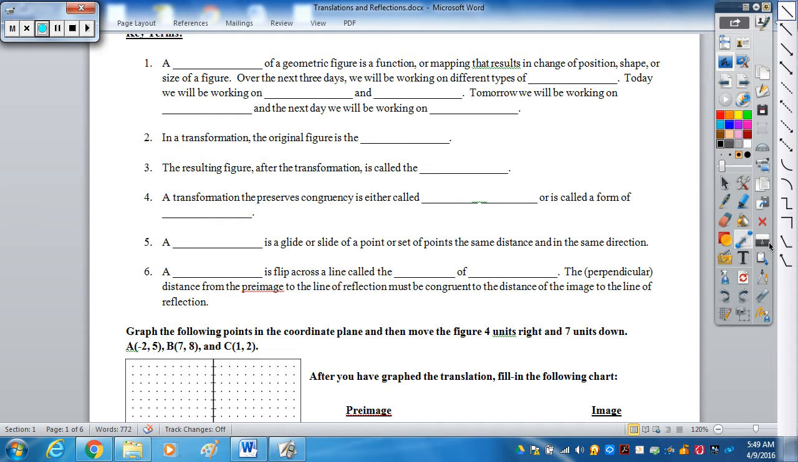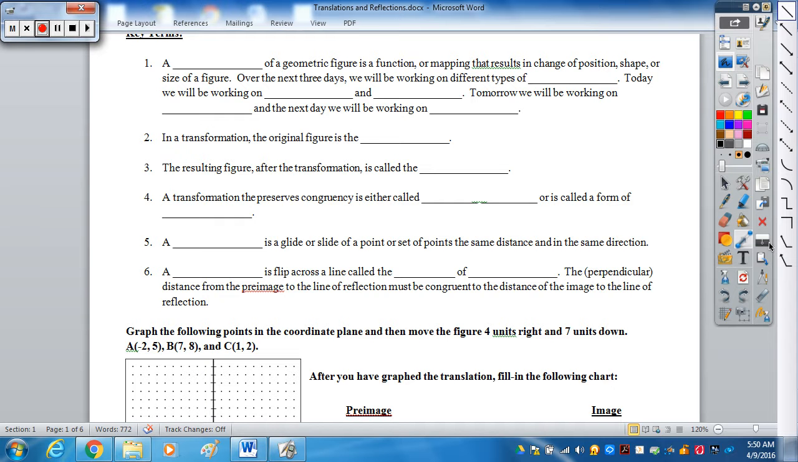Number 5, a translation, that blank is translation, is a glide or slide of a point or set of points the same distance and same direction. I'm going to explain a little bit more of that in a second. And a reflection is exactly what you think of when you think of reflecting something. A reflection is a flip across a line of reflection. So those two blanks, line of reflection.